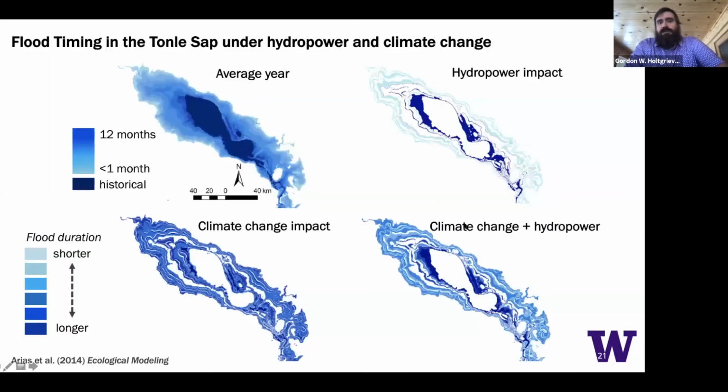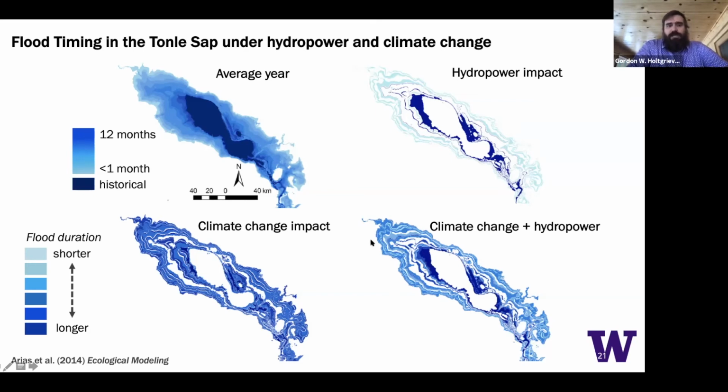So if we expand that analysis and ask, well, what's the effect of hydropower relative to climate change? And this is a tough figure to get at, and I'm just going to point you down here in this lower right corner. And what this shows is that if you put the two together, you're going to have some areas that are going to have longer flood. That's this dark blue. But a lot of areas that are actually going to have shorter flood.